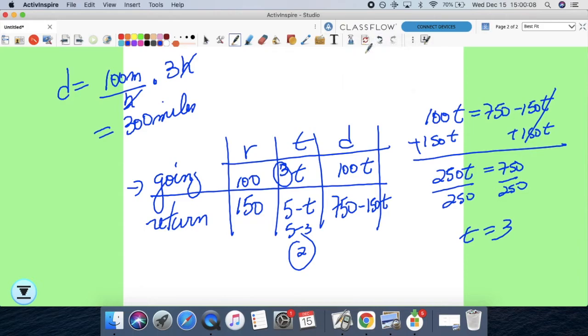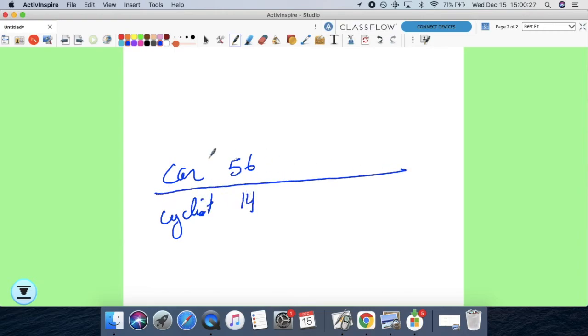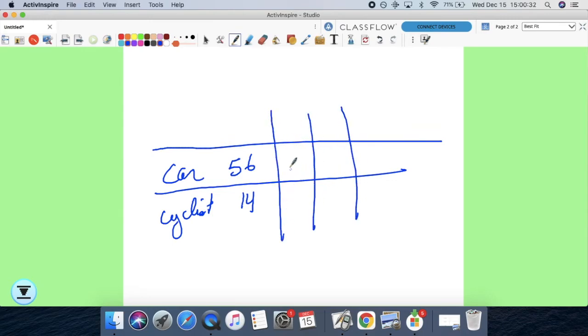What number is this? 25. 27. One more. There's a car whose speed is 56. A cyclist whose speed is 14. The cyclist left first, so he had a 3-hour head start.